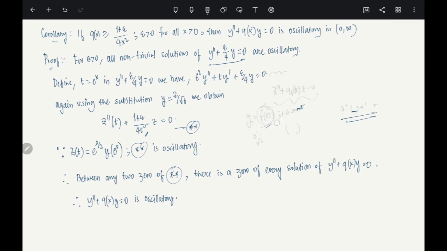So once you get it, now why do we need this form? Why do we need this particular double star form? Because then we can use your Sturm comparison principle to get our result. I hope this is clear to you.